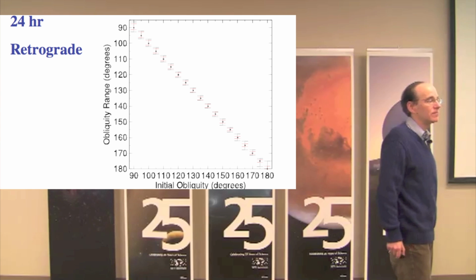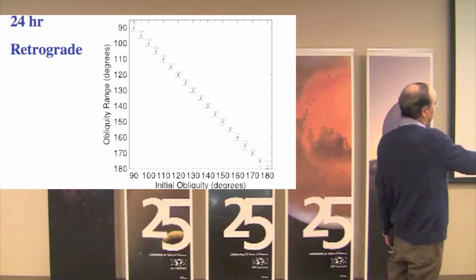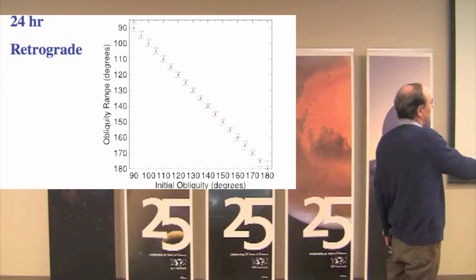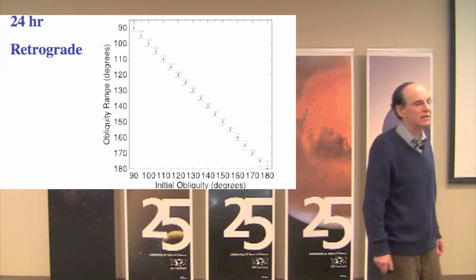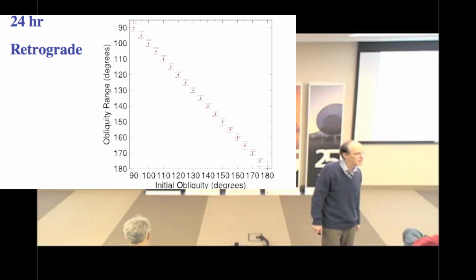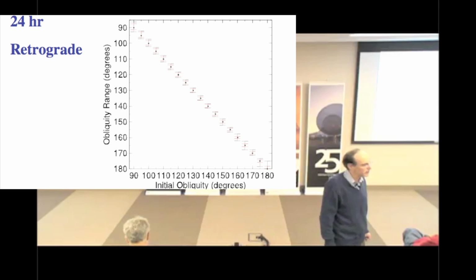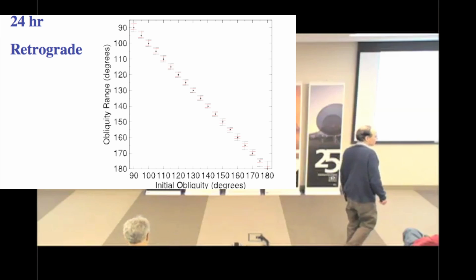Retrograde, opposite direction. Very small variations no matter what the obliquity is. And we have an obliquity around here, somewhere in between these two, would be like ours except in the opposite direction. If we were rotating retrograde at the same rate we are now with the same axial tilt, things would be very similar.